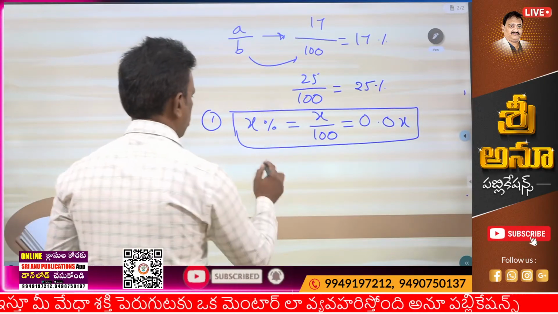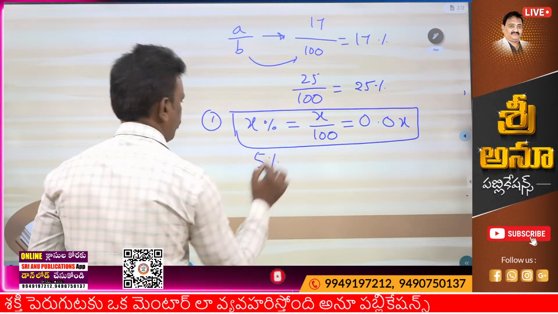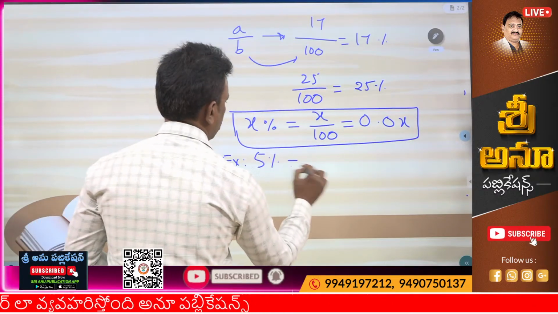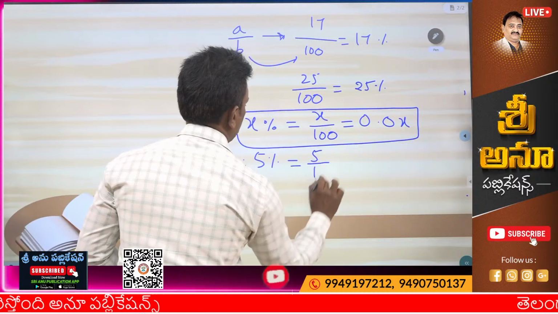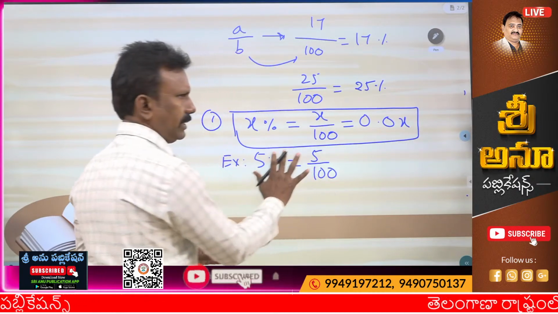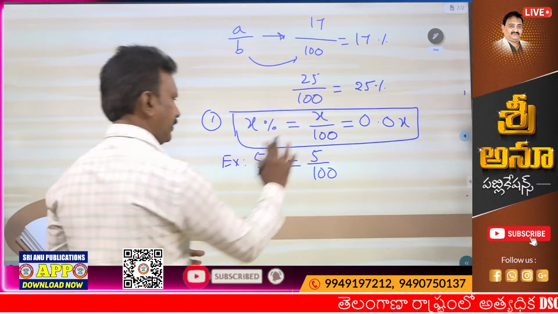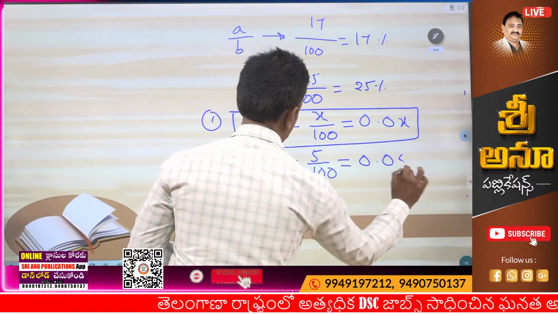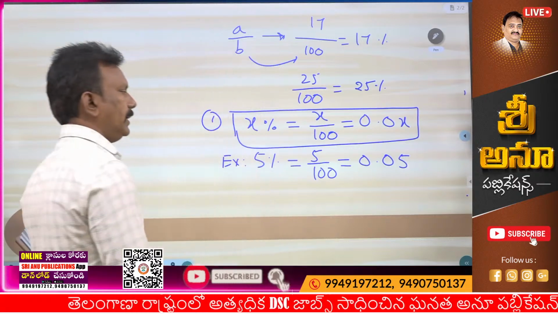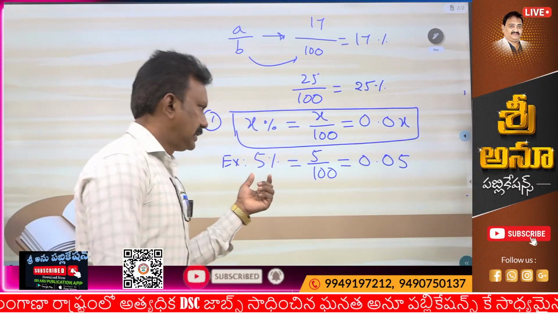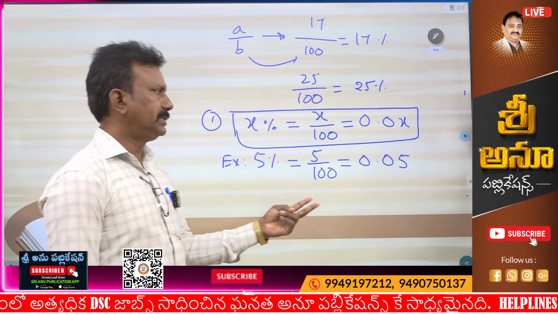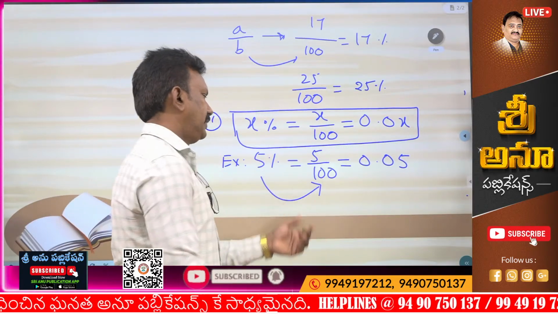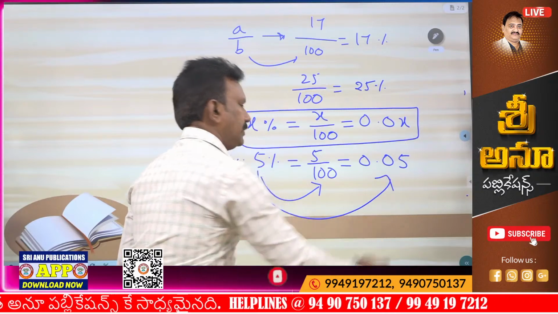The best example is 5%. So 5% is equal to 5 by 100. It is a fraction form. It is better to write it without cancellations, 5 by 100, or alternatively 0.05. So every percentage can be written into two different forms. One is fraction form, and one more is decimal form.